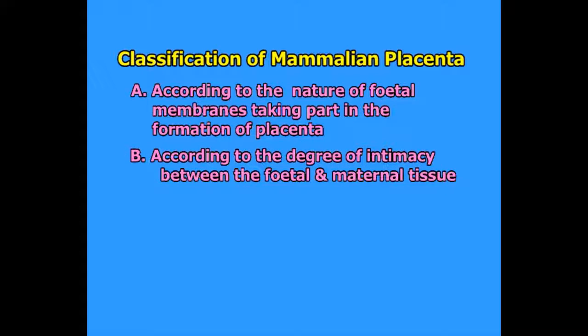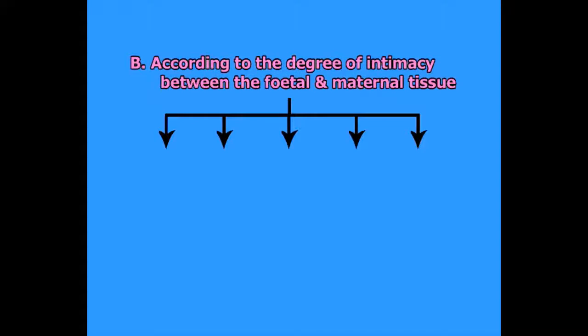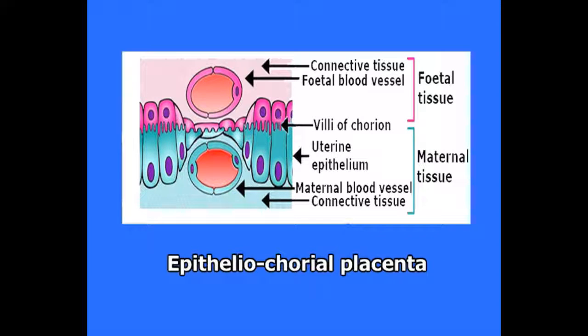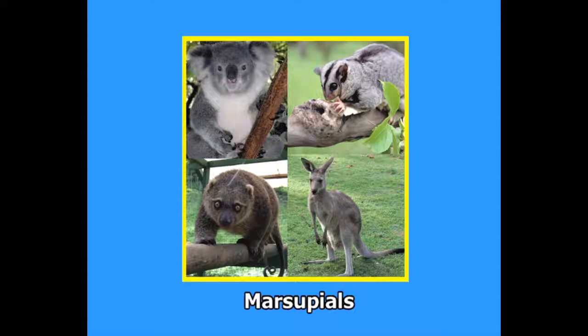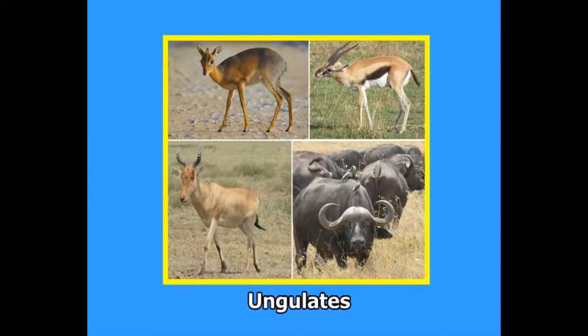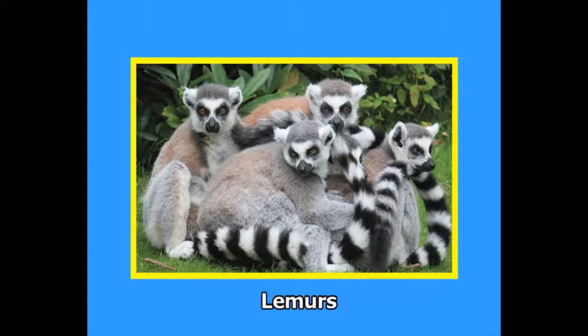Type B. According to the degree of intimacy between the fetal and maternal tissue, 5 subtypes of placenta can be distinguished. Number 1. Epitheliochorial placenta. It is the simplest type of placenta where the villi of the chorion dip into the crypts of the uterine wall. Example, all marsupials, some ungulates and lemurs.